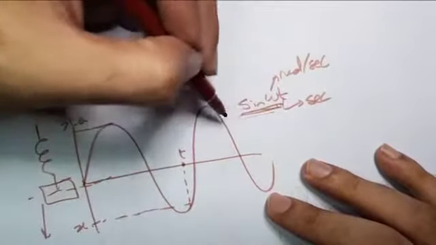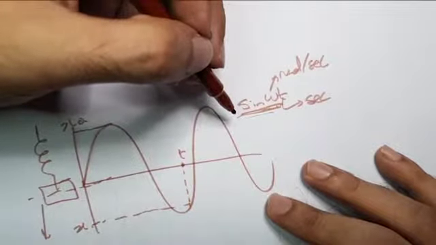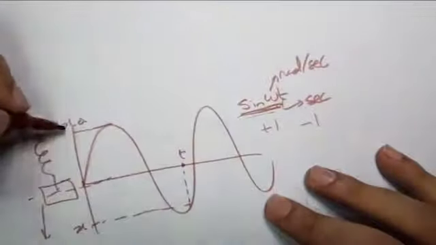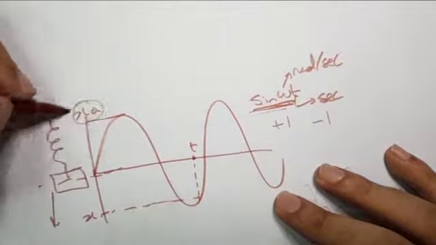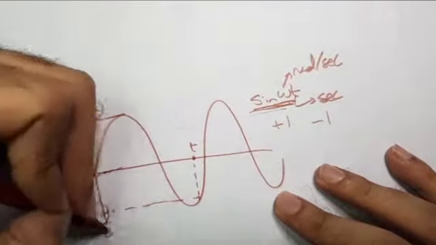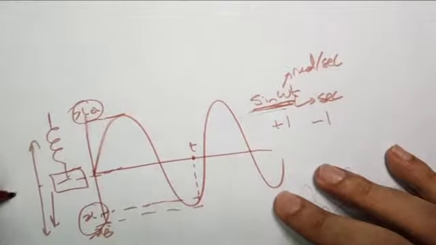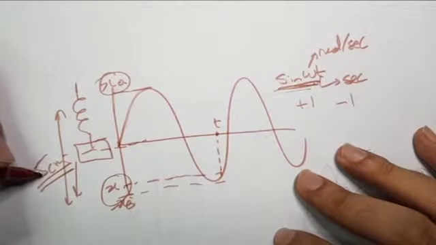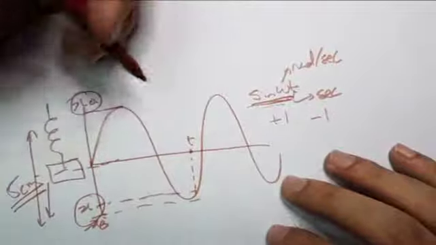However, there's one problem with this. This value goes up to a maximum of +1 and a lowest of -1. In the actual motion, it's not necessarily going to be +1 and -1. It's going to be x naught and minus x naught. Say, for example, this has a displacement of 5 centimeters. The issue is that 5 centimeters is not reflected by the value over there.